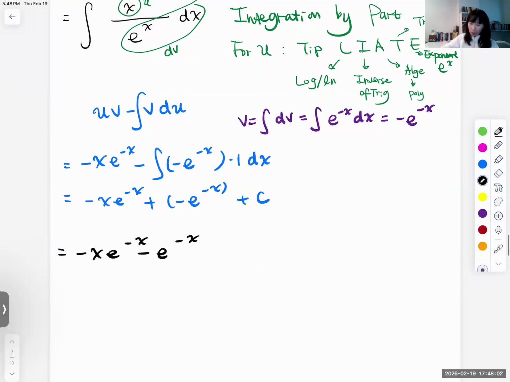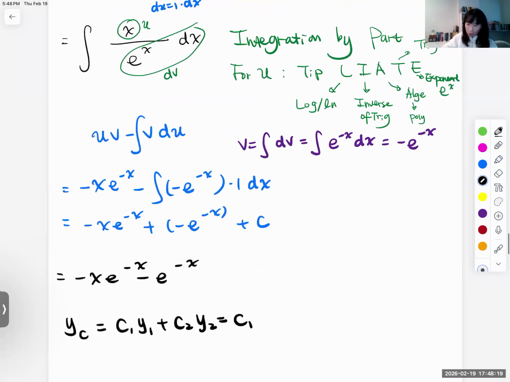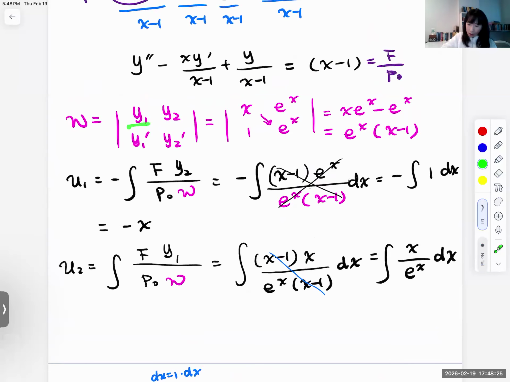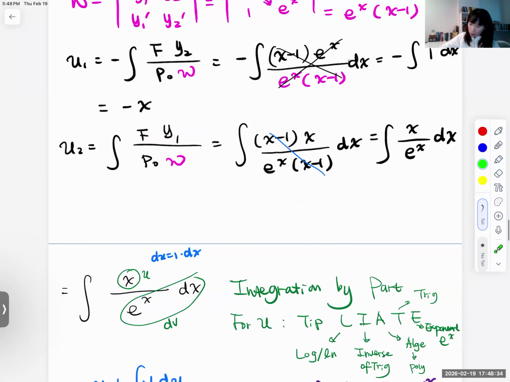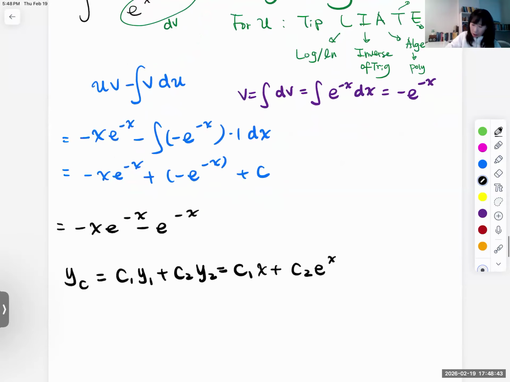Okay, then let us arrange. Complementary solution, which is c sub 1, y sub 1 plus c sub 2, y sub 2. So c sub 1, y sub 2, I'm sorry, y sub 1. I'm using here y sub 1 is x, y sub 2 is e to the x. So c sub 1 x plus c sub 2, y sub 2 is e to the x power.